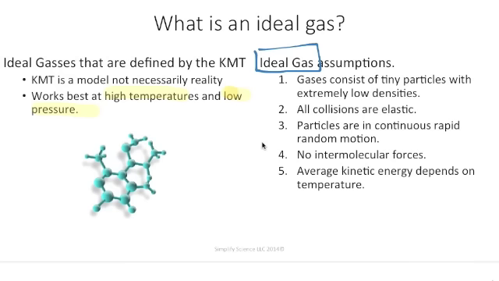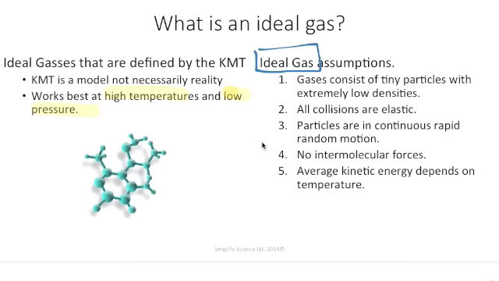Number 4 is that there are no intermolecular forces. So as the gases bump into each other, they're not going to stay stuck to each other. Those collisions are going to be elastic and they bounce off, and there's not going to be anything that slows them down. So there's nothing in between the molecules. They won't be attracted to each other and slow down.